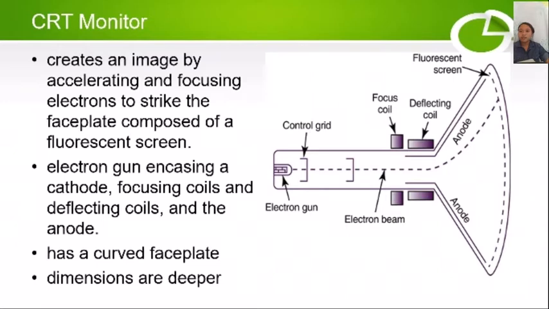Next is the CRT monitor. As we can see in the image, a CRT monitor creates an image by accelerating and focusing electrons to strike the faceplate composed of a fluorescent screen. Because the image is scanned on the screen in lines, the number of lines affects the quality of the image displayed. It is recommended that a CRT monitor scan at least 525 lines per 1/30 of a second. The major components of the CRT monitor are the electron gun encasing a cathode, focusing coils and deflecting coils, and the anode. This type of display monitor typically has a curved faceplate and its dimensions are deeper.